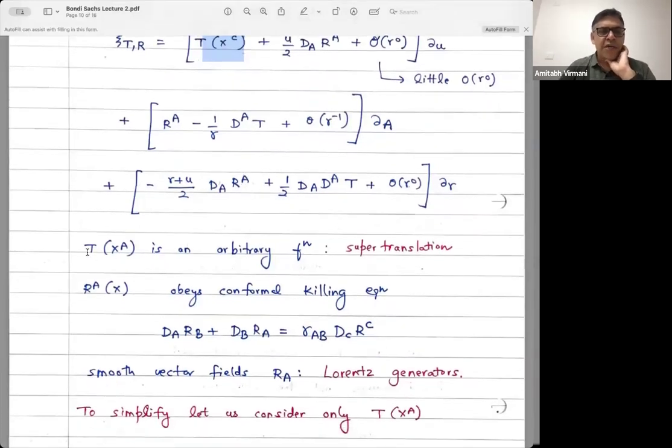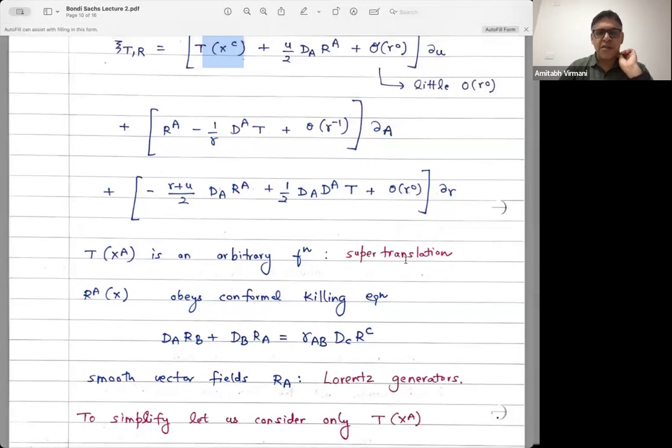Okay, the key point is that there is at least one arbitrary function that appears in this analysis, and this is called the super translation. So T of XA is an arbitrary function which appears in this analysis. This is called the super translation. We will explain why it is called super translation.